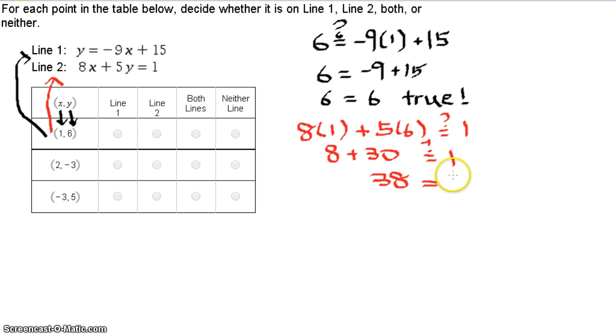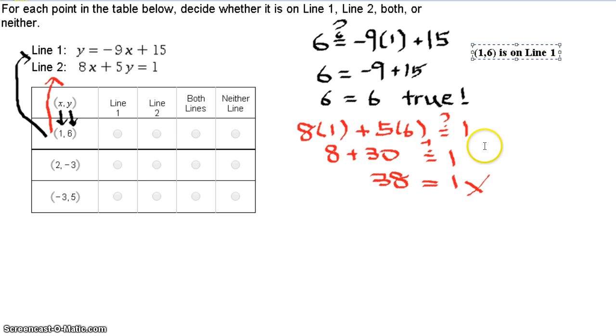Sorry, 38 equals 1? No way. So this is false, which means this point, 1, 6, is not on line 2. Okay? So 1, 6 is on line 1. The point 1, 6 is on line 1.